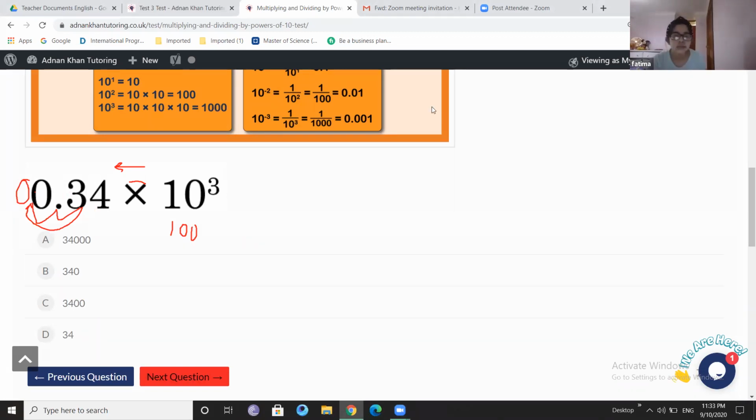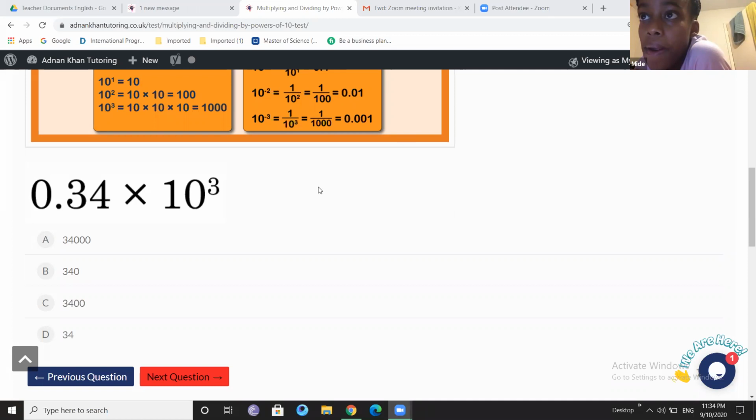Let's see who we can have for the next one. We can have Mide for the next one. Hello. Is it B 340? And how did you come up with that? I moved the decimal place to the right. How many times?